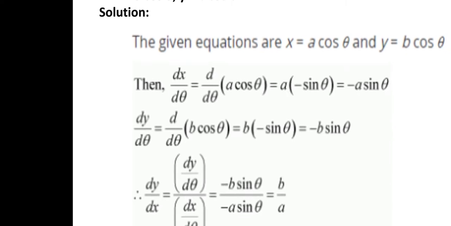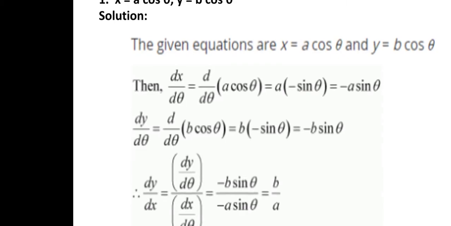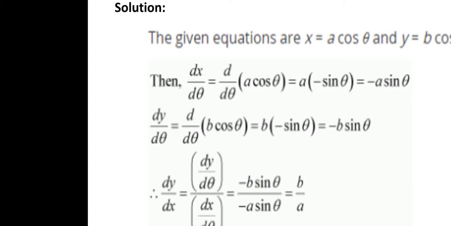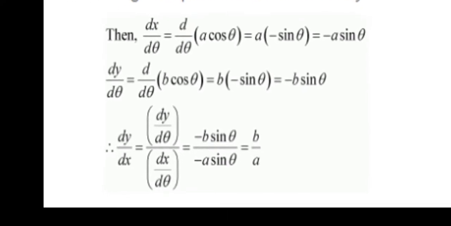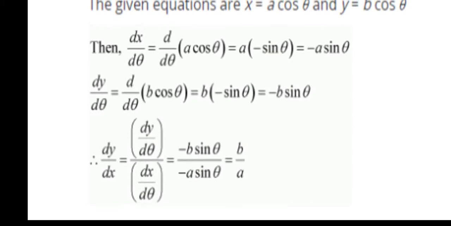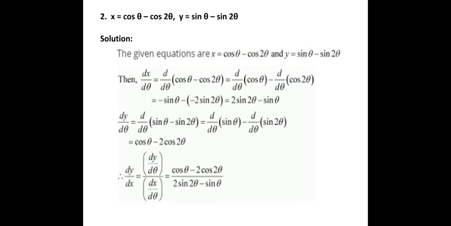Now when you differentiate y with respect to theta, dy by d theta is d/d theta of b cos theta. b is constant, it comes out of the derivative. d/d theta of cos theta is minus sin theta. So the answer is minus b sin theta. Now substituting the values, dy by dx equals dy by d theta divided by dx by d theta, which is minus b sin theta by minus a sin theta. The minus cancels, sin theta cancels. The answer is b by a. I hope students you understood this question.